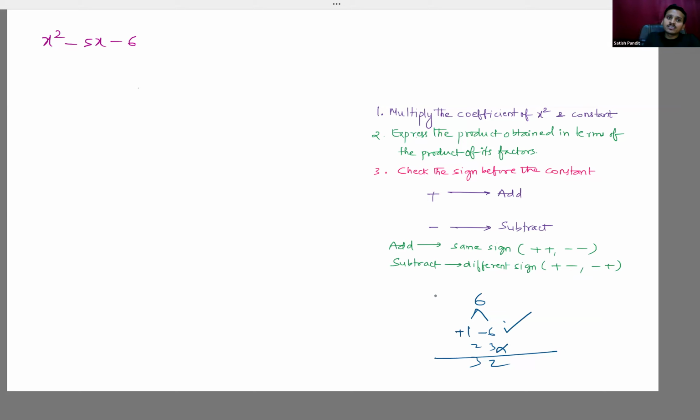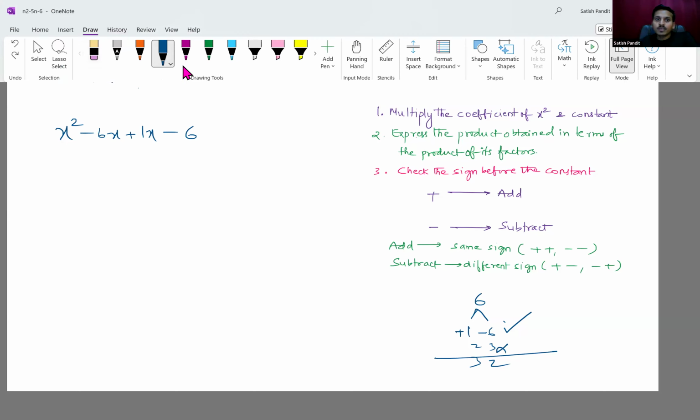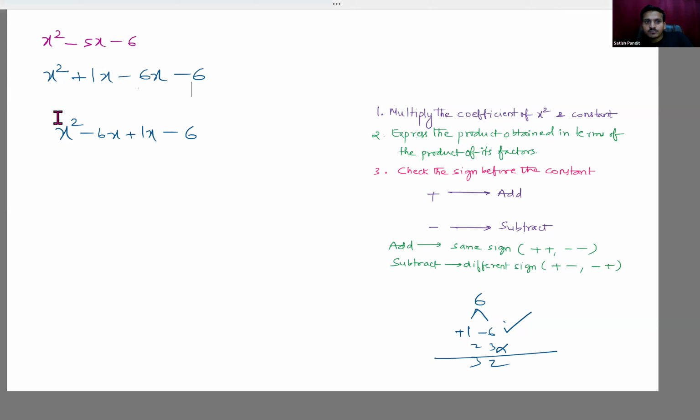So the way we can write this is x square as it is. -5x, I can write it as what? Plus 1x and minus 6x. Plus 1x minus 6x will give -5x, okay? Now, I can also write this as what? -6x plus 1x. Both are the same. Even if you write x square minus 6x plus 1x minus 6, if you write like this or this, the answer will not change. You'll get the same answer, okay? Maybe I'll show you also. For just 1 minute, I'll show you also. I'll actually show you, okay?